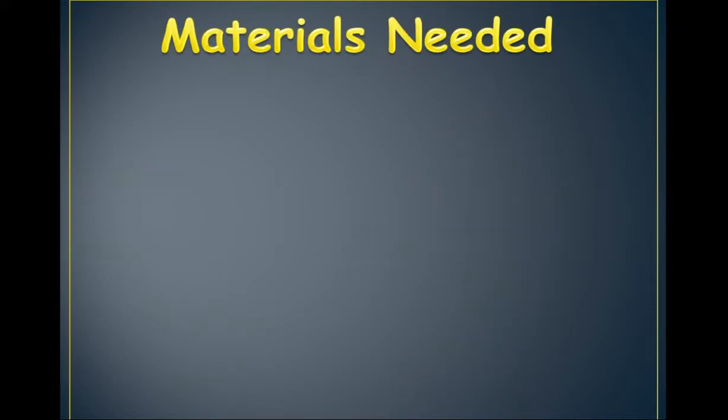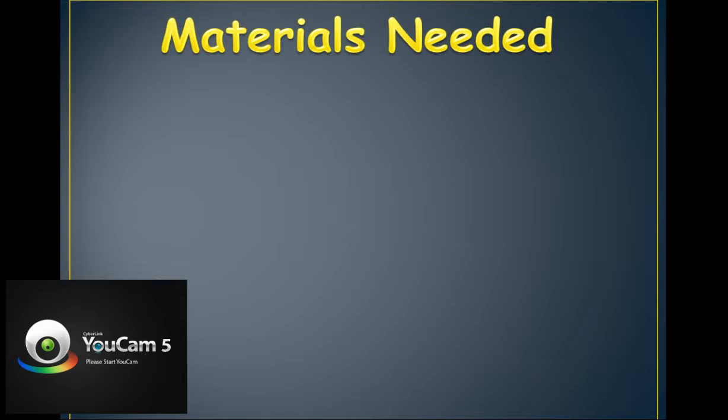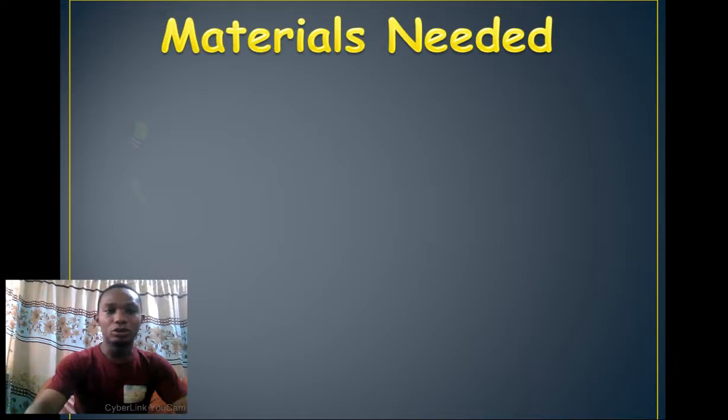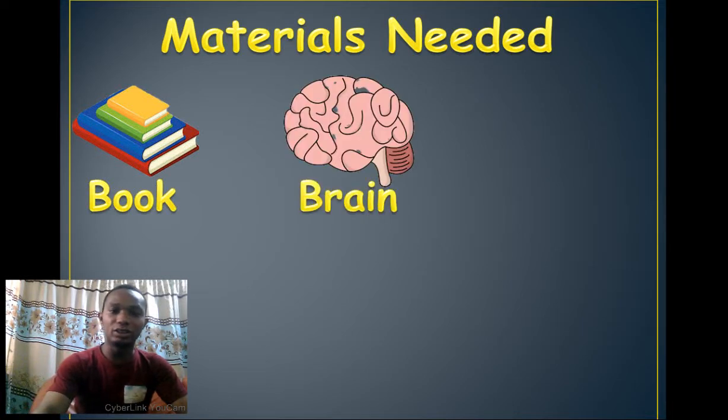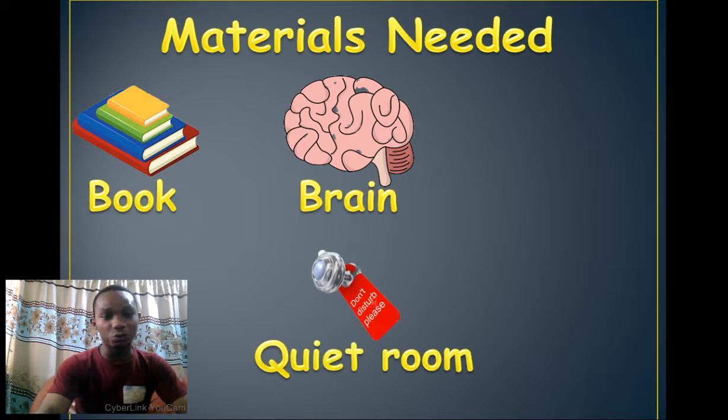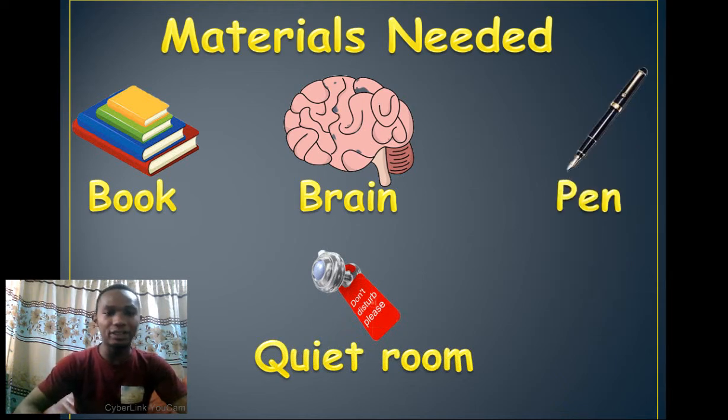These are some of the materials needed for this lesson. You need a book. You need your brain for thinking, for mental work. You also need to be in a quiet room. And I'll need you to get your pen. Then you can pause this video to get your book and your pen for jotting.